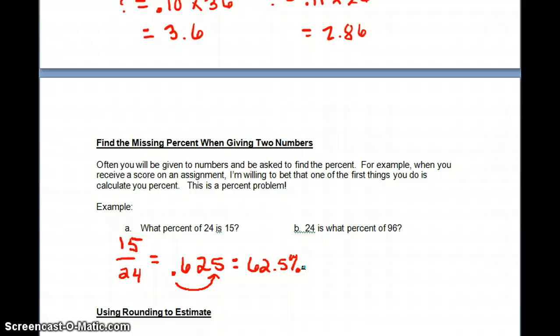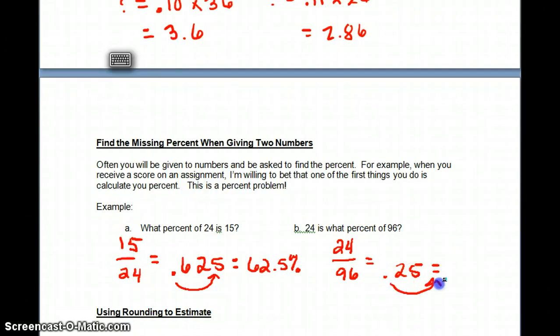Okay, one more problem. 24 is what percent of 96? So we do the same thing. Think about it like a test. I got a 24 out of 96. So we're going to set up that division problem. 24 divided by 96, and we get 0.25. Move that decimal point 2 places to the right, and we find out that we earned a 25%. Not too good. Maybe we should think about that as if it were basketball. A little bit happier there.